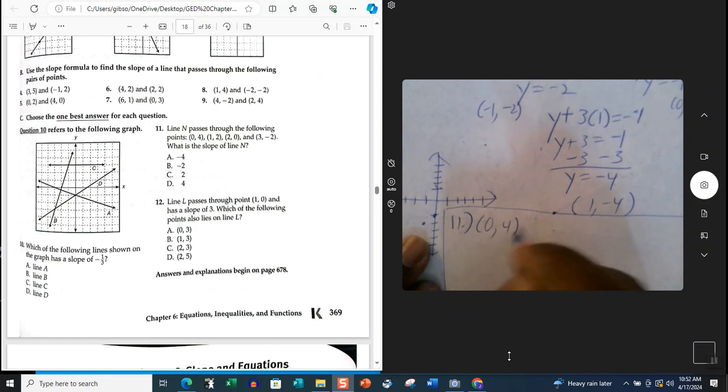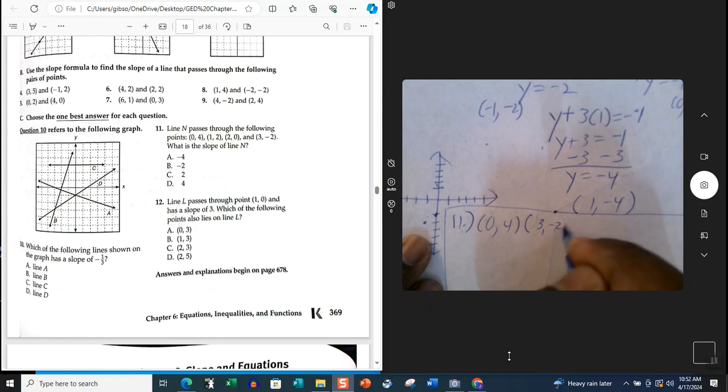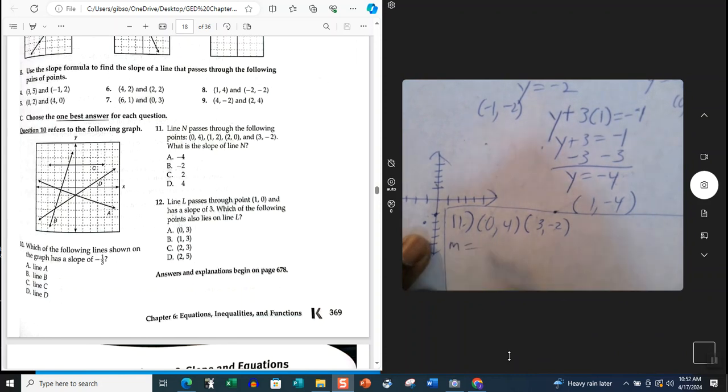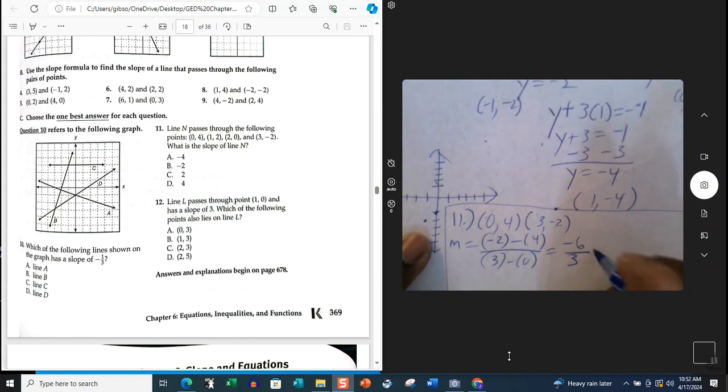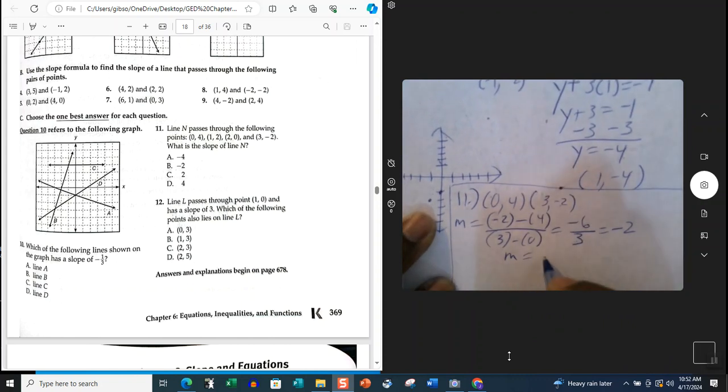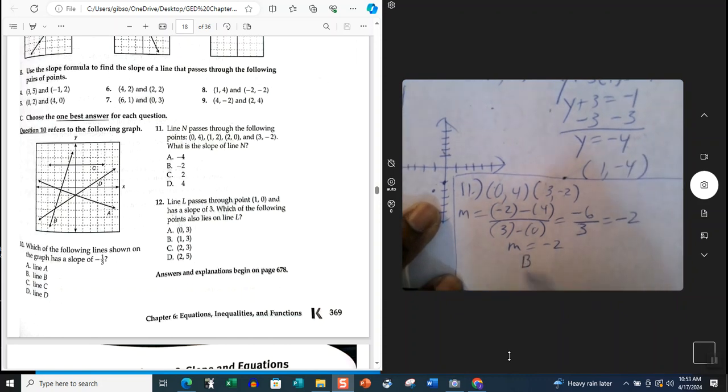So we have 0, 4, and then 3, -2. Then our slope is equal to y sub 2 minus y sub 1 all over x sub 2 minus x sub 1. So -2 minus 4 is -6. 3 minus 0 is 3. Negative divided by positive, we know is negative. And 6 divided by 3 is 2. So your slope is -2, so our answer here would be B.